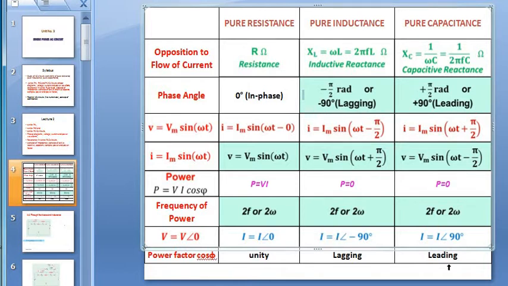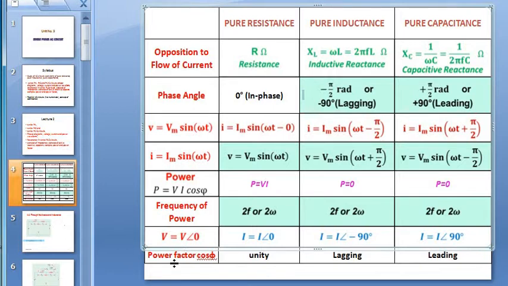Opposite to this, for pure capacitance, I will be I at an angle plus 90 degrees. Plus 90 degrees will be in an anti-clockwise direction. From the positive x-axis, take the current phasor at 90 degrees in an anti-clockwise direction.